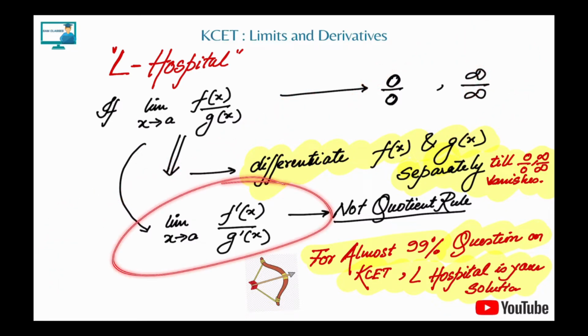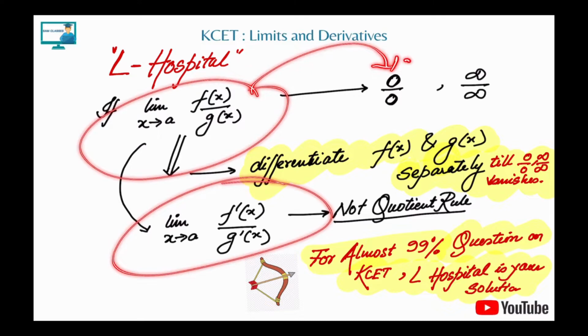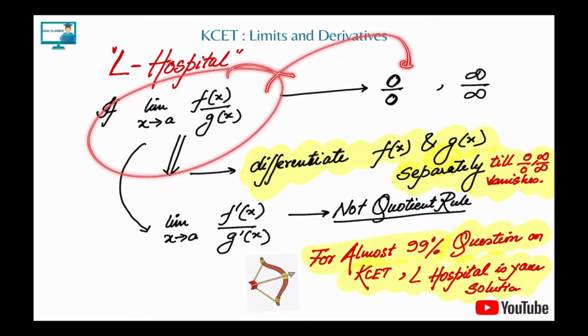Whenever you are getting any function in the form of numerator by denominator, f(x) by g(x), and that is equal to 0 by 0 or infinity by infinity form, directly close your eyes and differentiate, okay?